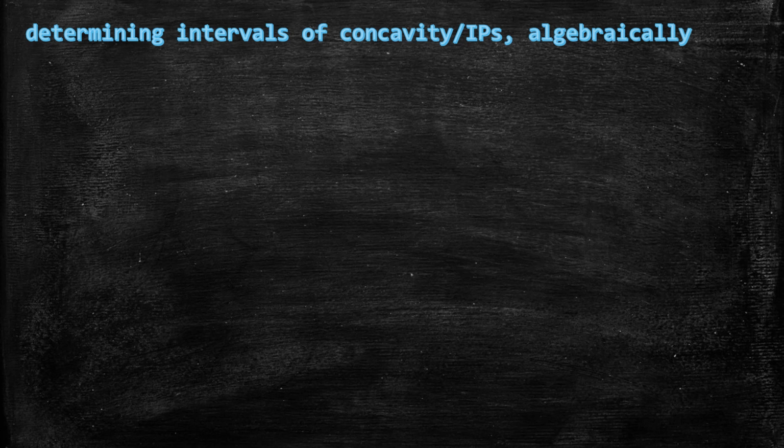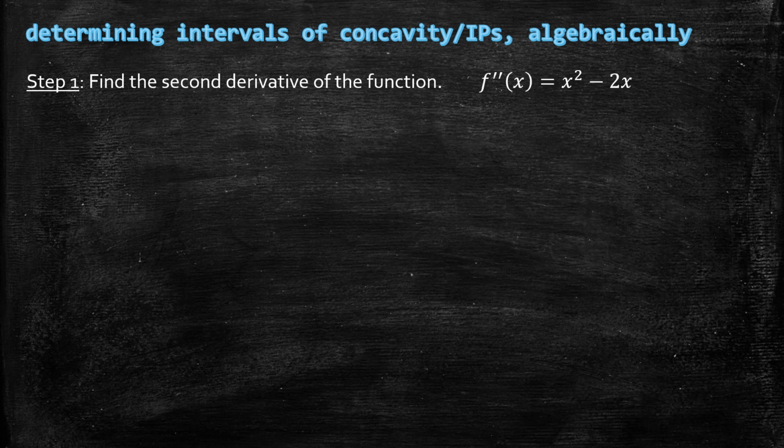So let's look at the steps for determining intervals of concavity and inflection points algebraically when you don't have a graph in front of you. So step one would be to find the second derivative of the function, as everything hinges on the second derivative. And I'm just going to give you a simple function. So this is obviously the second derivative of a polynomial, a degree 4 polynomial. So this is a simple example to work with.